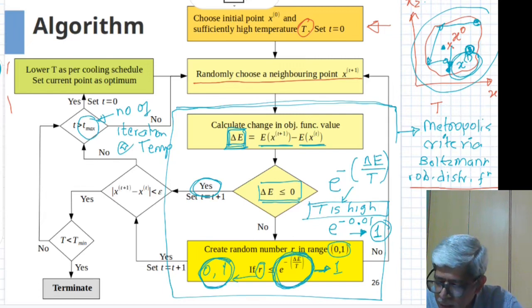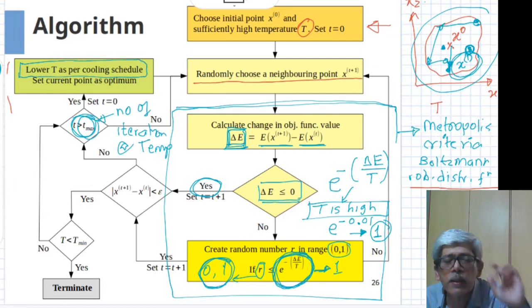So at this juncture, once T has exceeded Tmax, that is, you have exceeded the number of iterations for a particular temperature, you will lower the T as per something which is known as a cooling schedule. So depending on the nature of your problem, different cooling schedules will be selected. So in each cycle, you will keep on reducing the temperature value.